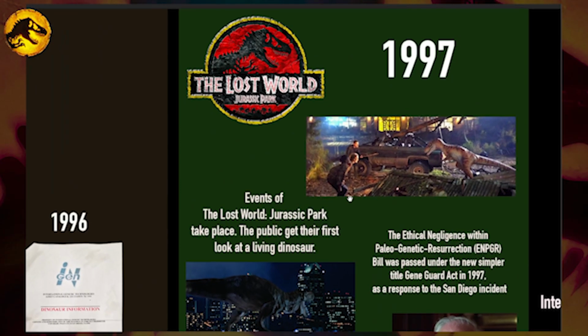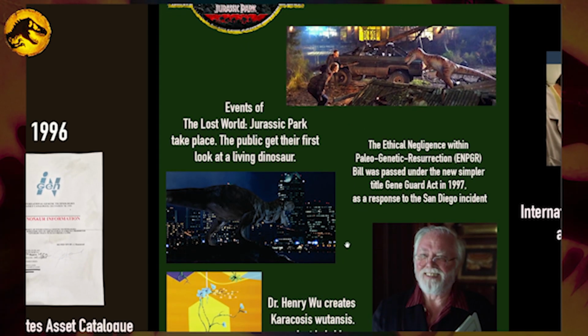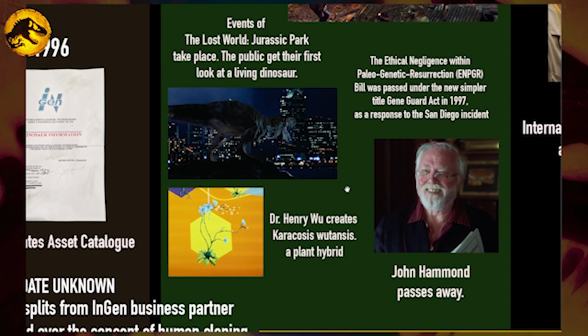Now, 1997, the events of The Lost World: Jurassic Park take place, and the public get their first look at a living dinosaur. So Ian Malcolm breaking his NDA, he's redeemed in the public's eye because there's a T-Rex running around the streets of San Diego. This event also causes the law to be put into place. The Ethical Negligence Within Paleogenetic Resurrection, the ENPGR bill, was passed under a new, simpler title, Gene Guard Act, in 1997 as a response to the San Diego incident. So no more clones, basically. No clones of dinosaurs you've already cloned. No clones of any new dinosaurs. Just nothing. Stop cloning until we work out the ethics of this or whatever. They don't want any more clones.